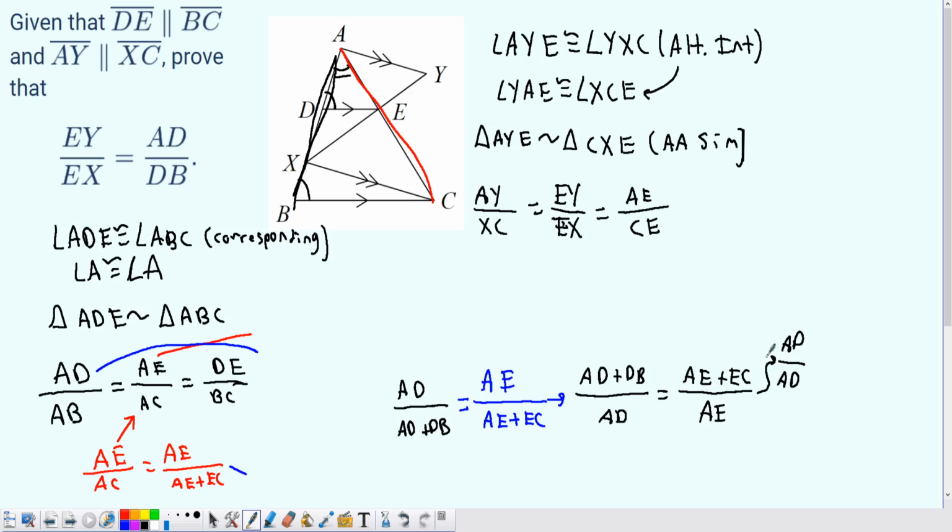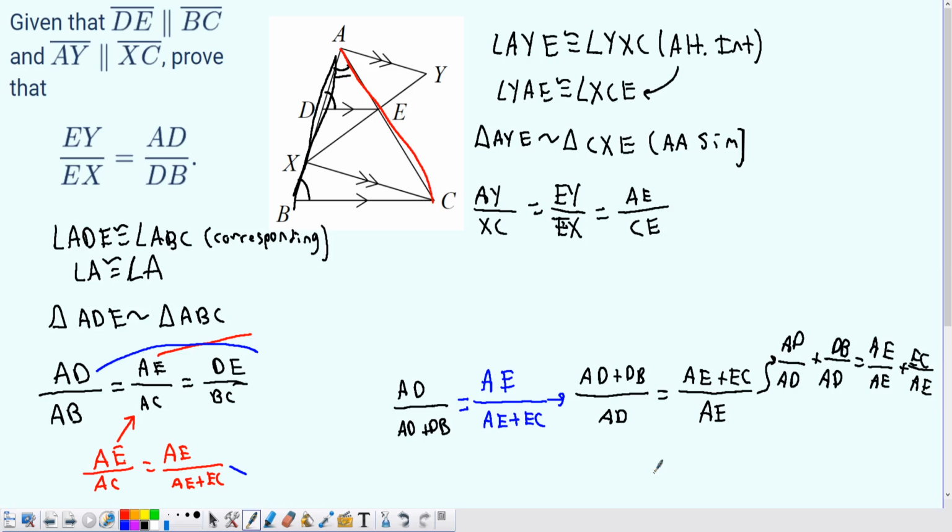AD over AD plus DB over AD is equal to, and I'm going to separate it the same way, AE over AE plus EC over AE.